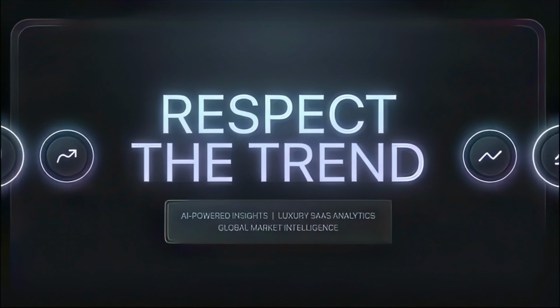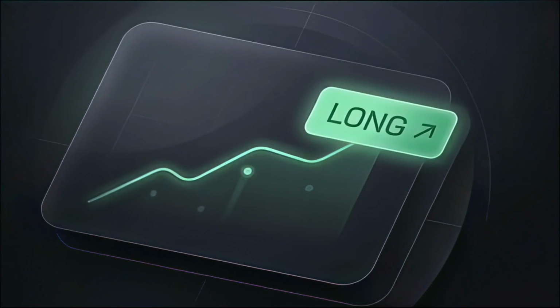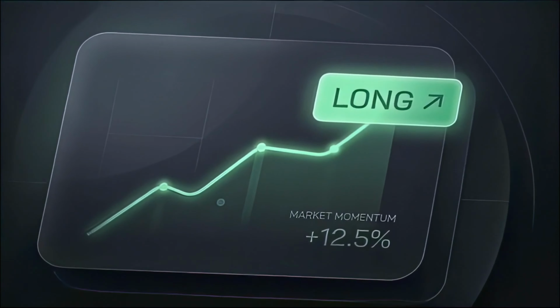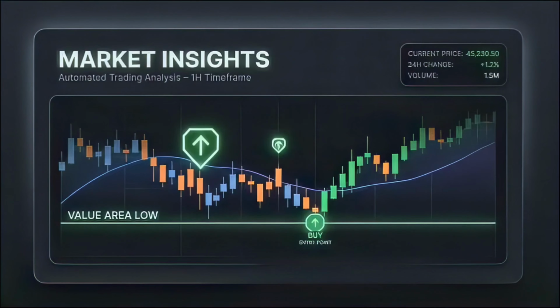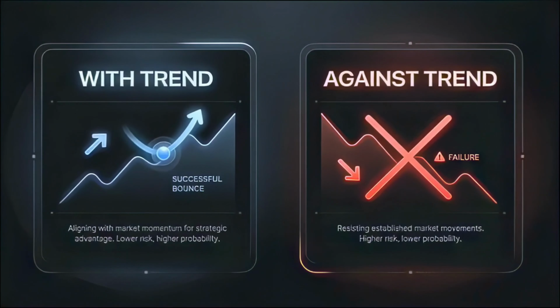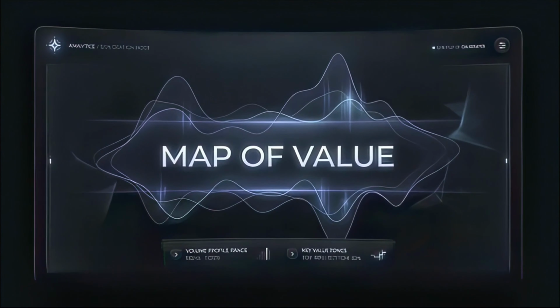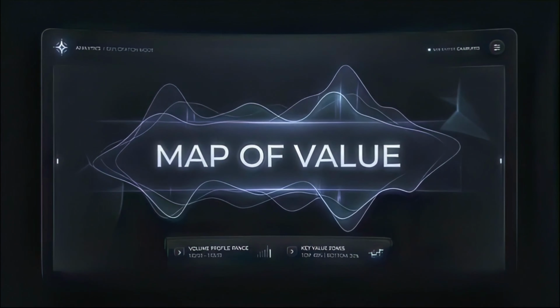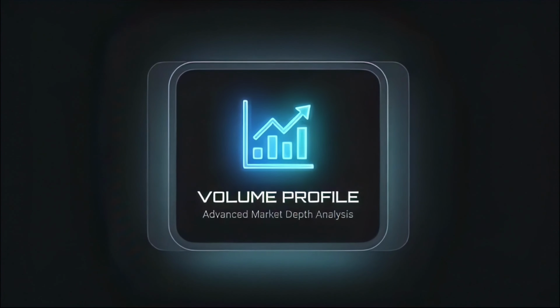Here's the fix. Respect the bigger trend. In a strong uptrend, you favor the longs. You buy the dips down to the value area low, and you do not fight it by shorting the highs. Let the volume profile find your entries with the trend, not against it. Remember, it's a map of value, not a promise that price reverses. Treat it like a clue, a really good one, and it becomes one of the most powerful tools on your entire chart.